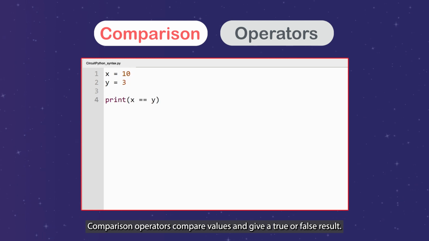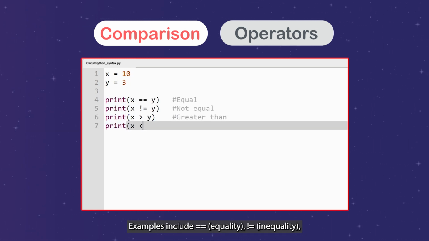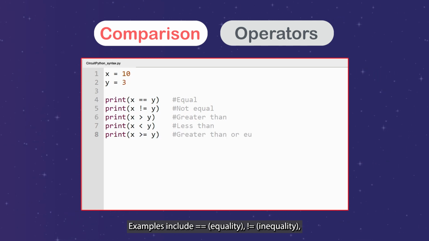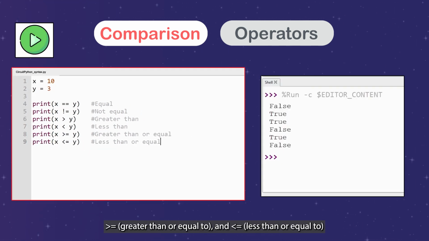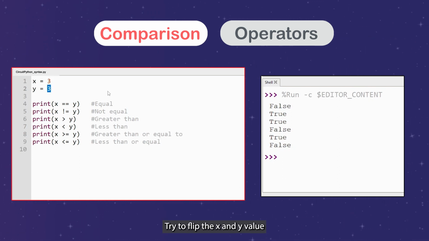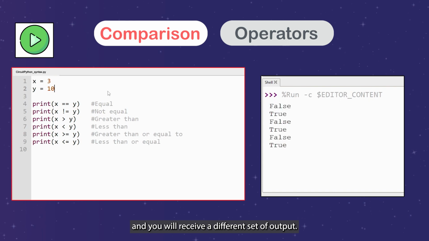Comparison operators compare values and give a true or false result. Examples include equality, inequality, greater than, less than, greater or equal to, and less than or equal to. Try to flip the x and y value and you will receive a different set of output.